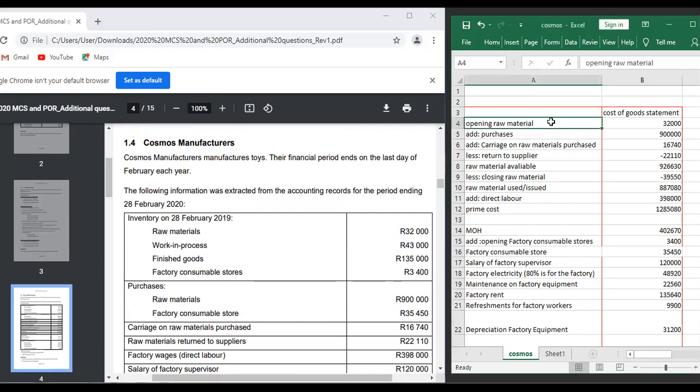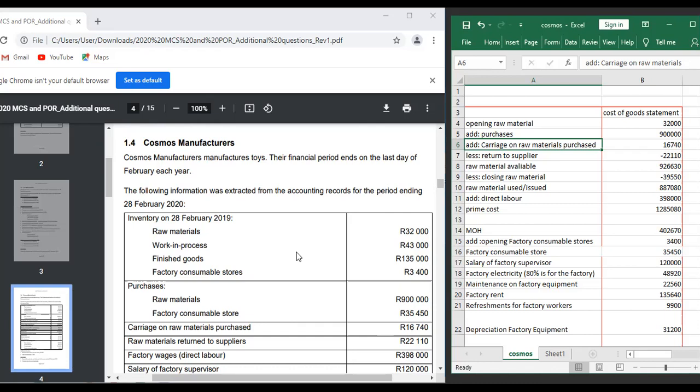There's the opening balance of raw materials. And where does it come from? It comes from these opening balances, which were the closing balances for 2019, 32,000 as it is. Then during the year, we purchased raw materials of 900,000. You have to add purchases of 900,000. Also, we add the cost incurred on transport, which is carriage on raw materials. We have to add this cost. They form the cost of our materials.